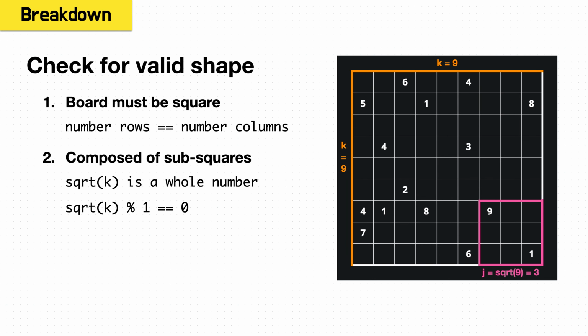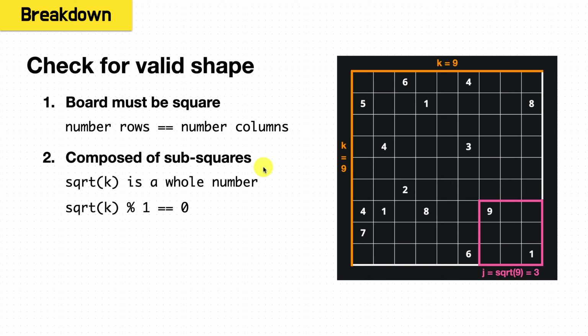So we see we can check for a valid shape just by using simple mathematical operations. The input is a matrix, so we just need to check that the number of rows and the number of columns are equal, making this outer shape a square. So by taking the length across any row and down any column, we can test this.